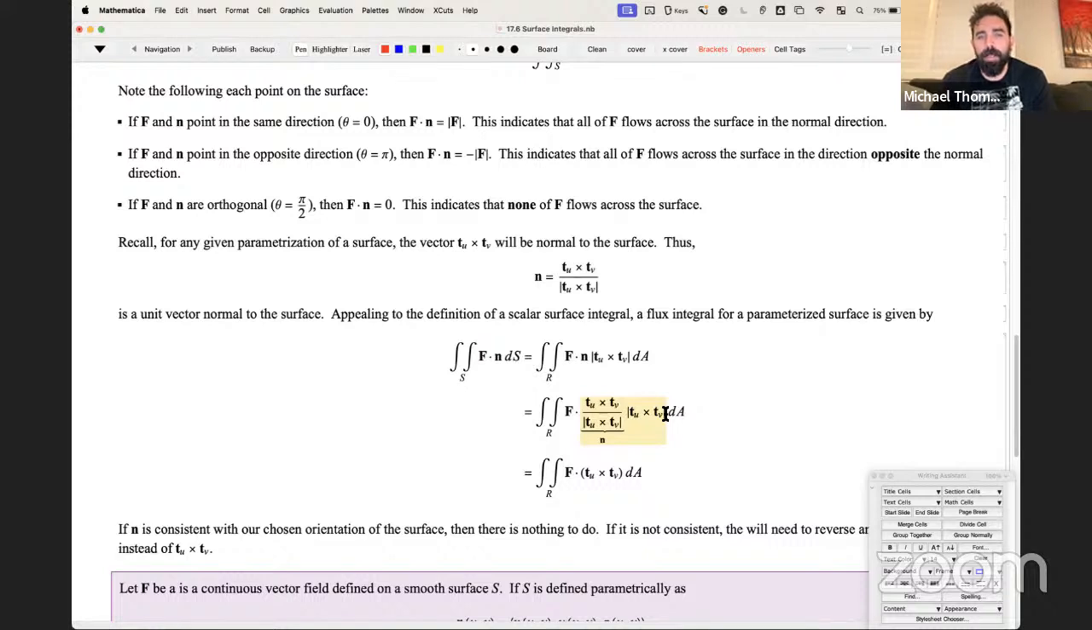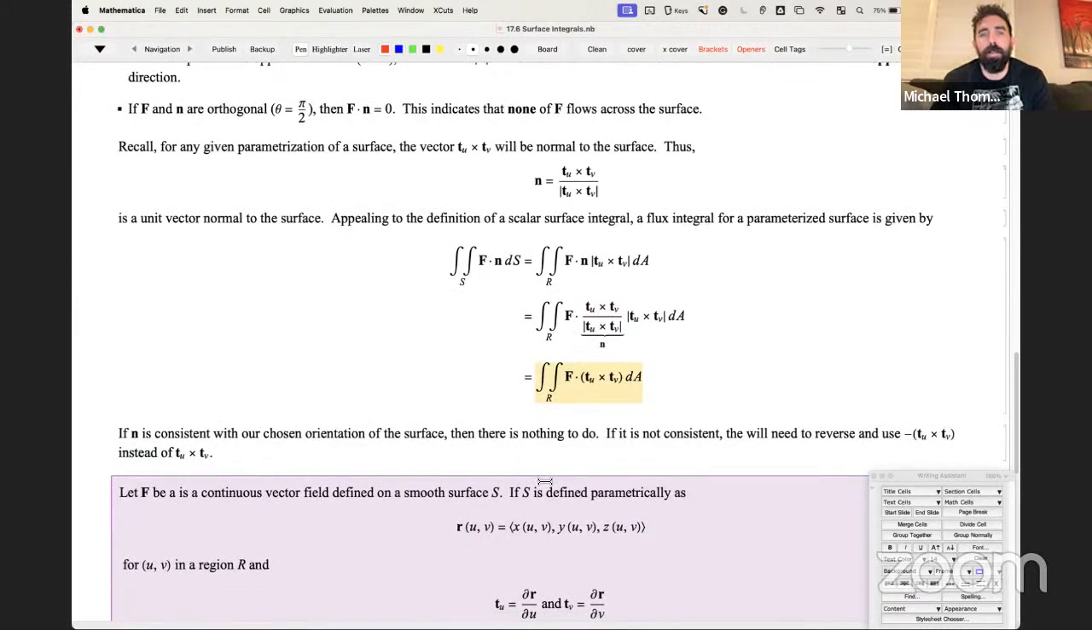Amazingly, what ends up happening is you can cancel the magnitudes of those cross products, and what you're left with is this simpler form for the flux. That's essentially our formula. If you've chosen n in the same direction as tu cross tv, then there's really nothing to do. You evaluate this flux integral and you're done. But if you had chosen n in the opposite direction, you just use the negative of it.